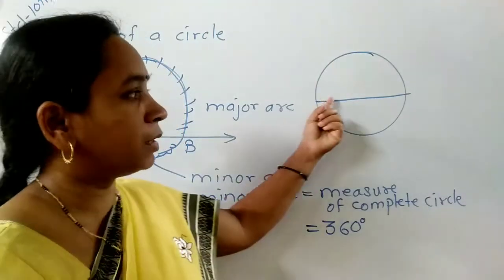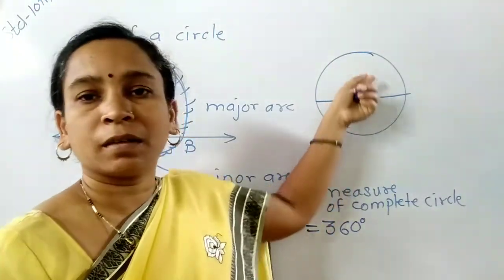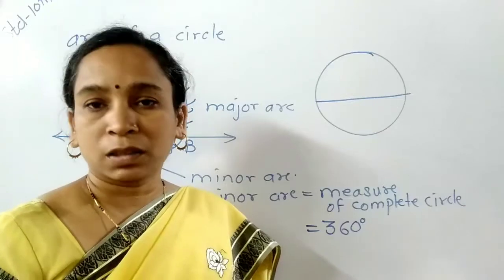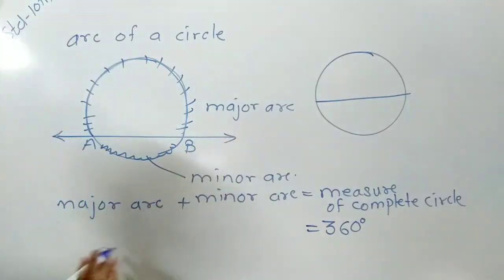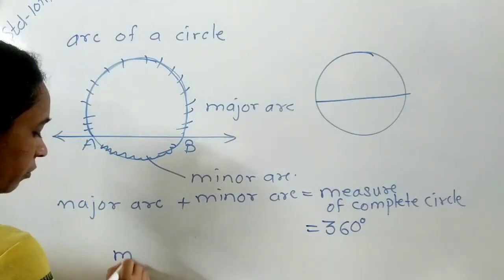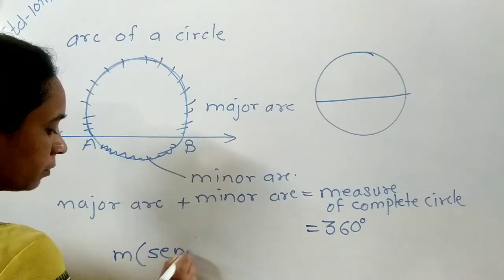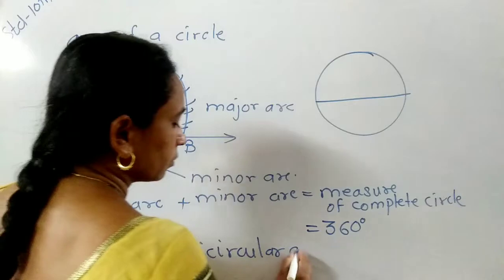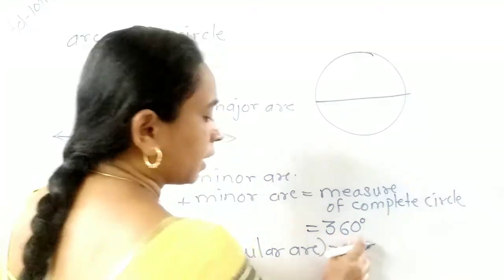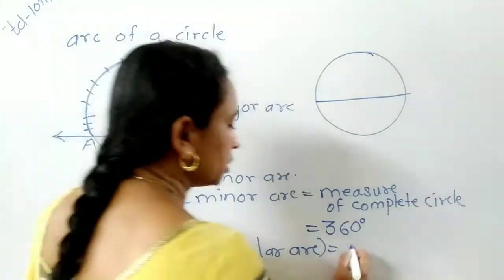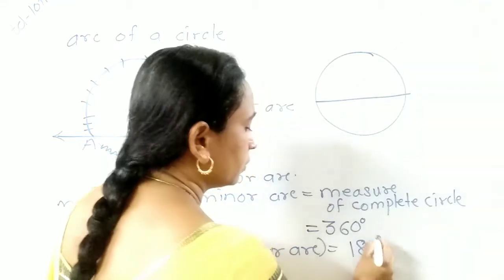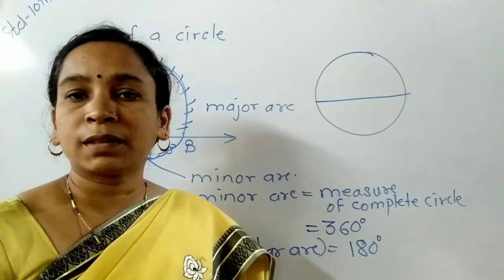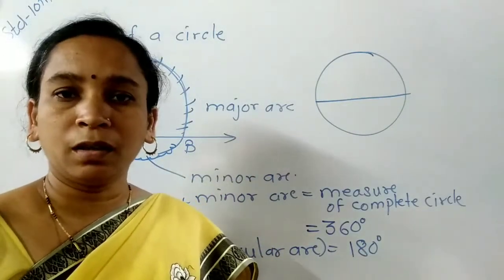But if this is a diameter, a diameter makes equal parts of a circle. So the measure of a semicircular arc is always half of 360, that means it is 180 degree. Similarly, we'll see the concept of a central angle.